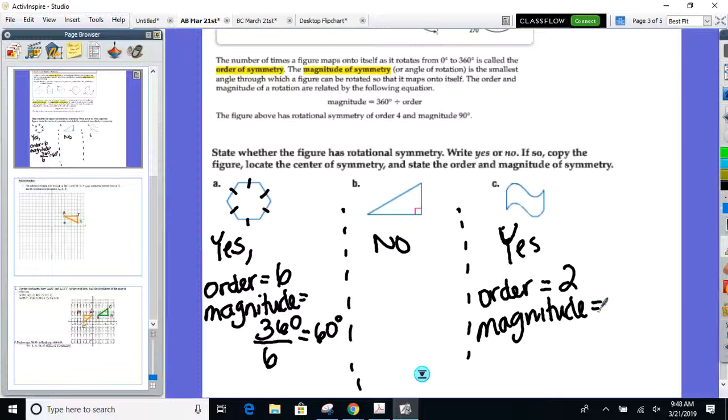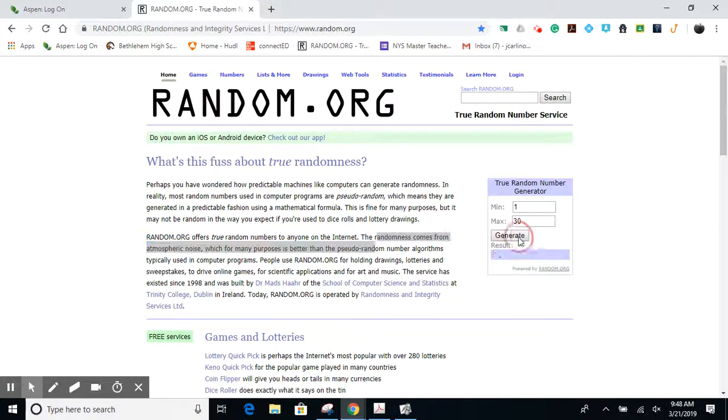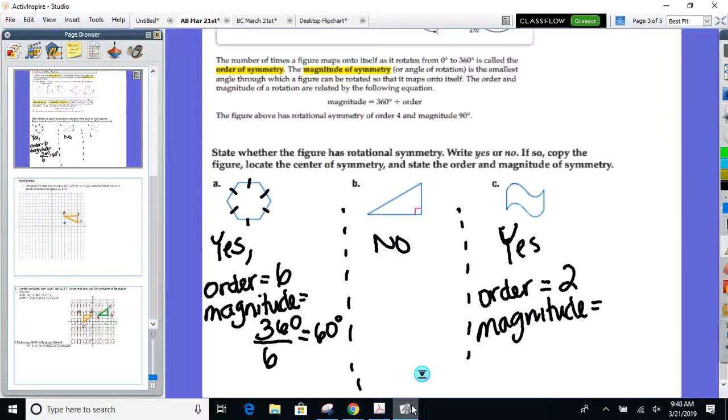So twice, I can see it. Meaning, what's the smallest degree measure I can rotate it and see it back? 180. 360 divided by 2, 180. Everybody good? Take a quick breather because we're done with the symmetry part. We're going on to a little different direction next. So take a quick breather.